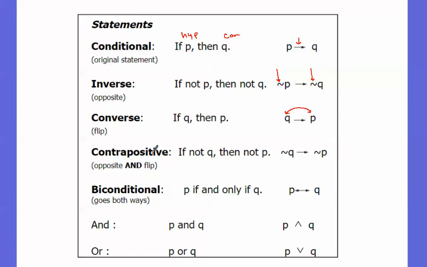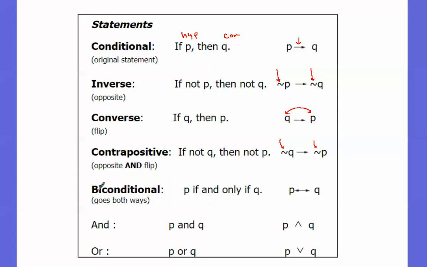The contrapositive is both opposite, like the inverse, and flipped, like the converse. So this symbol here would be read, if not Q, then not P. Or the opposite of Q, then the opposite of P.